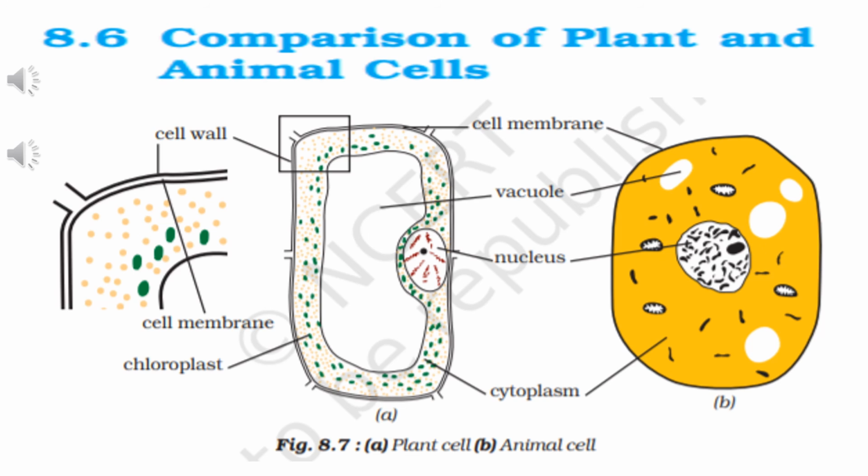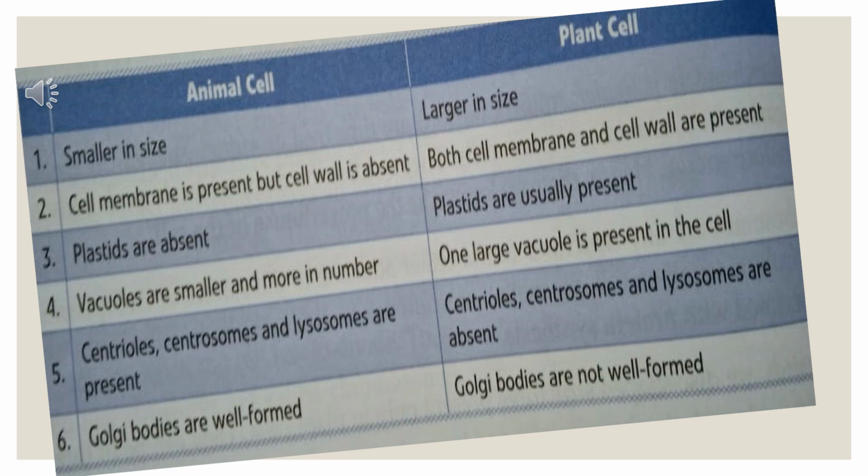Now look at this picture, a plant cell and an animal cell. The cell membrane is present in both the cells, and the vacuole is present, but only the size is different. In the plant cell the vacuole is larger, whereas in the animal cell the vacuole is smaller. Both the cells have a nucleus and both the cells have cytoplasm. Let me show the tabular column in the next slide. This is the major difference between the plant cell and animal cell, children.